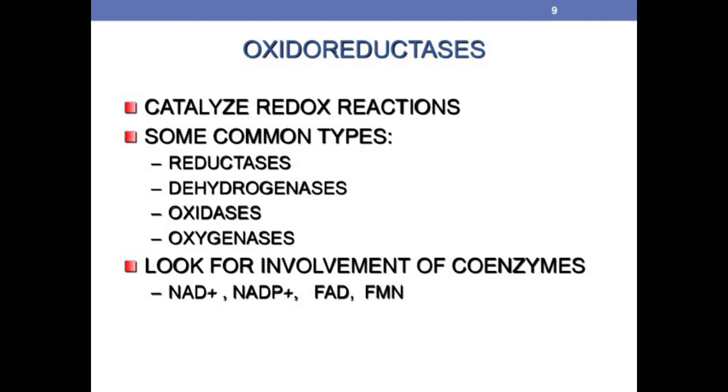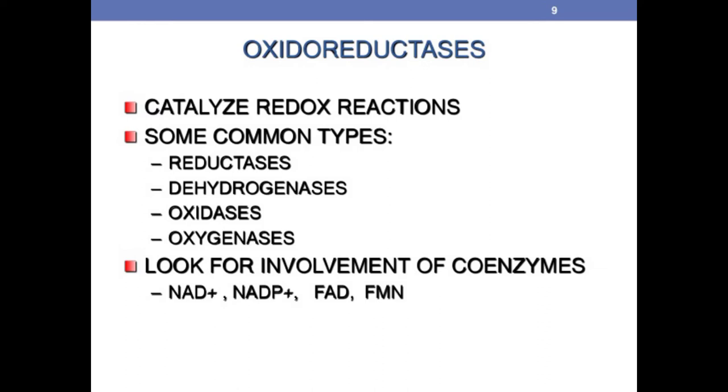Now the first class, oxidoreductase, catalyzes redox reactions. Some common types are reductase, dehydrogenase, oxidase and oxygenase. Look for the involvement of coenzymes NAD, NADP, FAD and FMN. These are the cofactors involved in the oxidoreductase process.